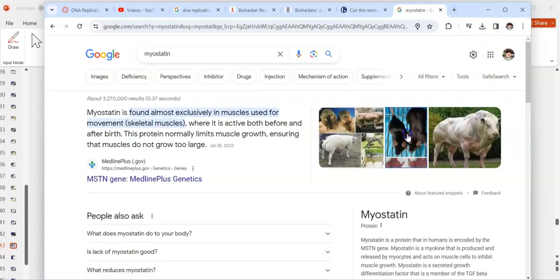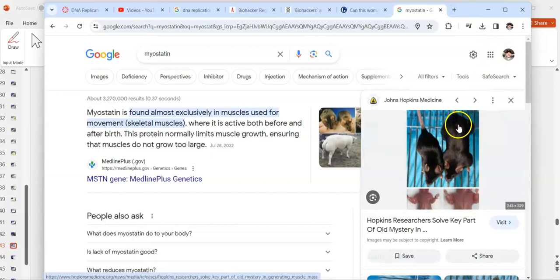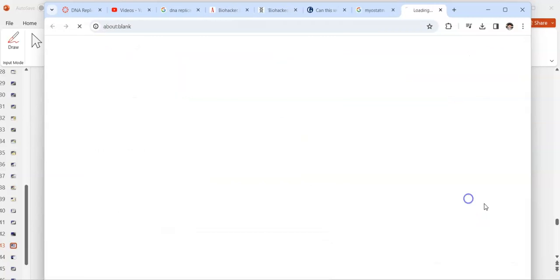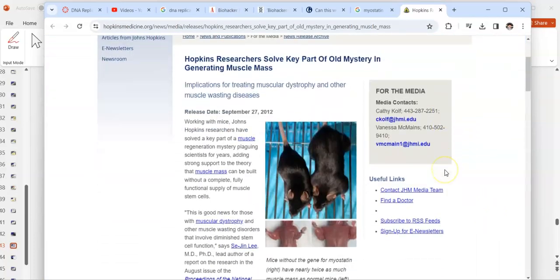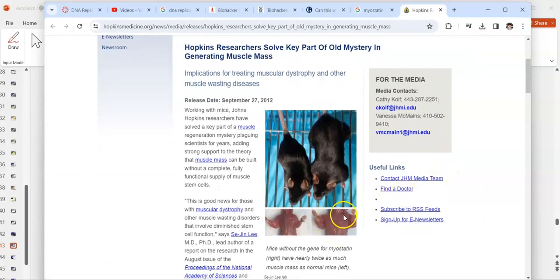If you knock it out, and this is a good example. So this is a myostatin knockout mouse right here. It's called Mighty Mouse. Someone had a sense of humor. This mouse did not go to the gym. It wasn't working out. This is just muscle growth due to the inhibition of myostatin. This is a normal mouse. It has myostatin present.